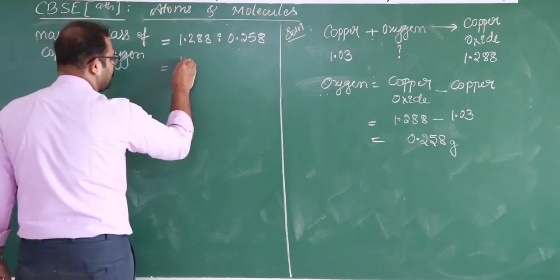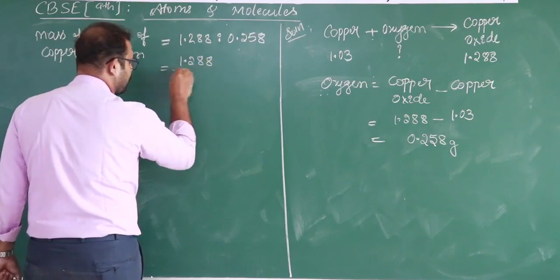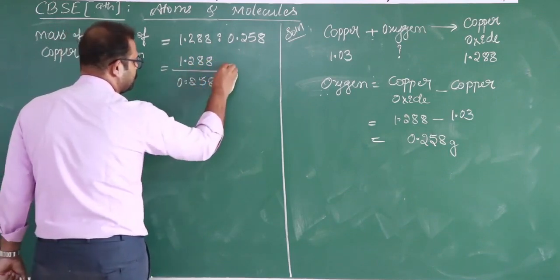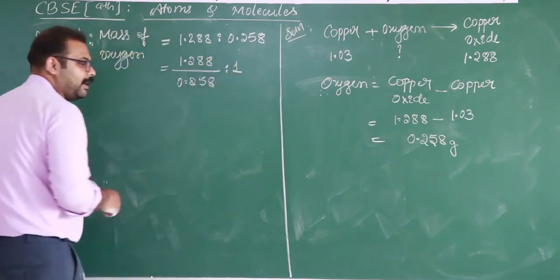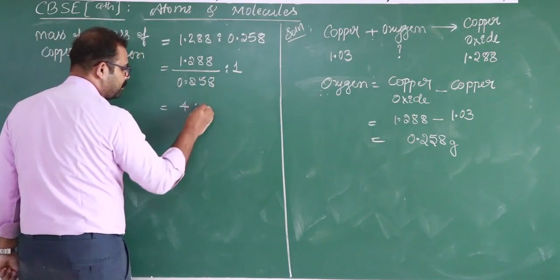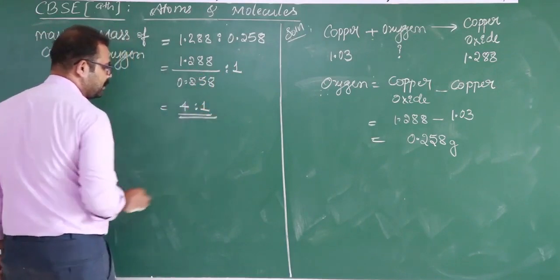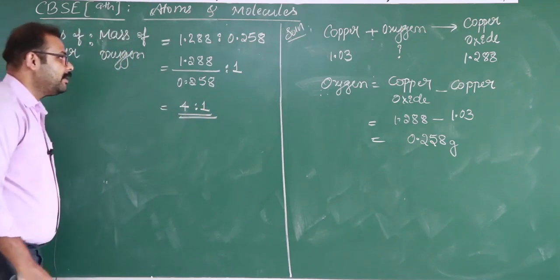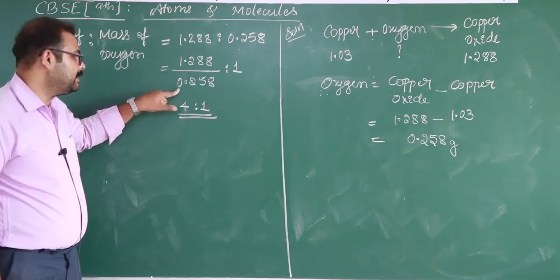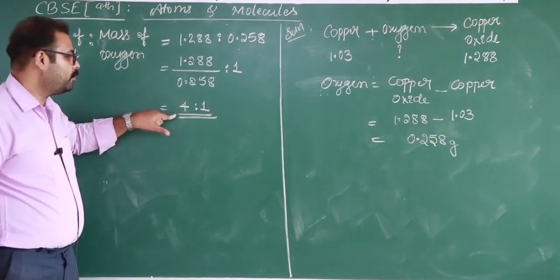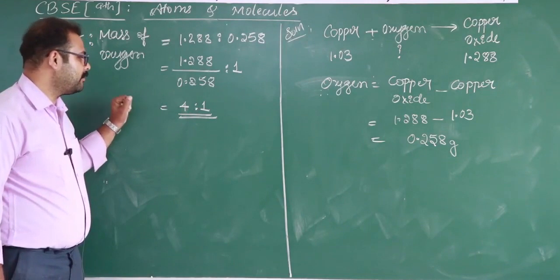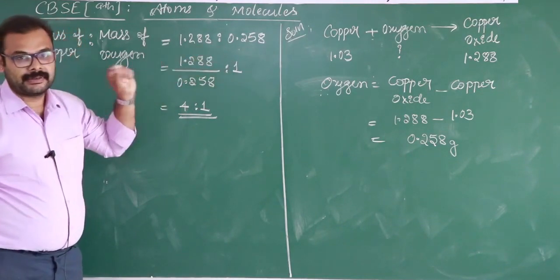So I think you can write it like this also, 1.288 by 0.258. In proportion, we can write the value 1. If you solve this, you will obtain the value of 4:1, the mass of copper to the mass of oxygen. By simplifying, you will get the ratio of 4:1. So this is the proportion of copper and oxygen in this experiment. This is the first case.